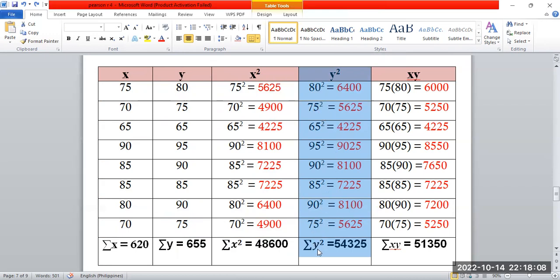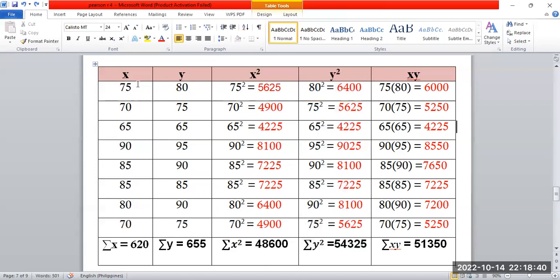And then we need to add 6,400 plus 5,625 plus 4,225 plus 9,025 plus 8,100 plus 7,225 plus 8,100 plus 5,625. And the summation of y squared, that is equal to 54,325. And after that, yan, may isa pa.